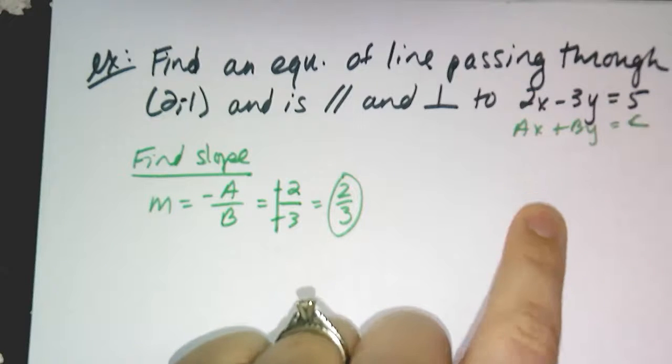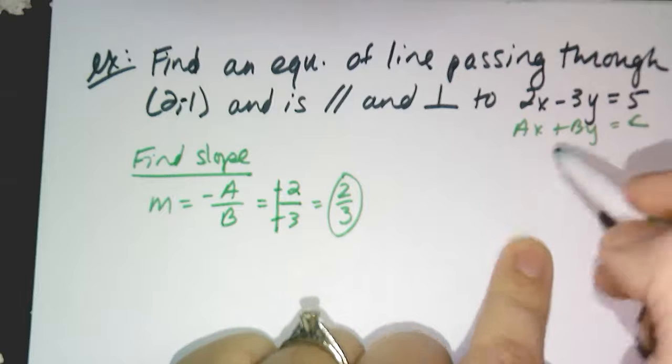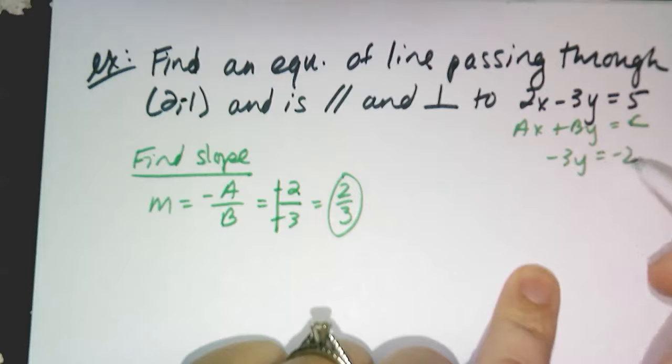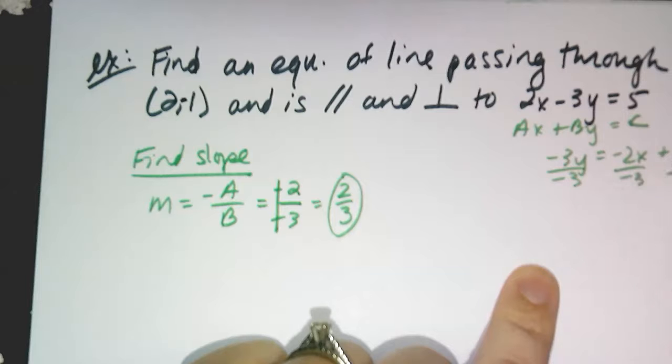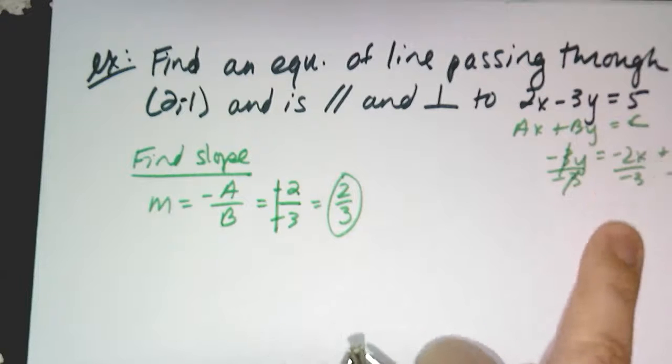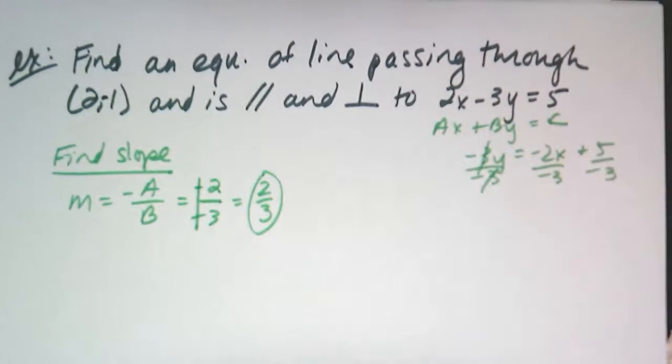All right, solve it for y. You'll see. I'll do it real quick. Negative 3y equals negative 2x plus 5, divided by negative 3. Oh, look at that. Negative 2 over negative 3. It's the same thing.